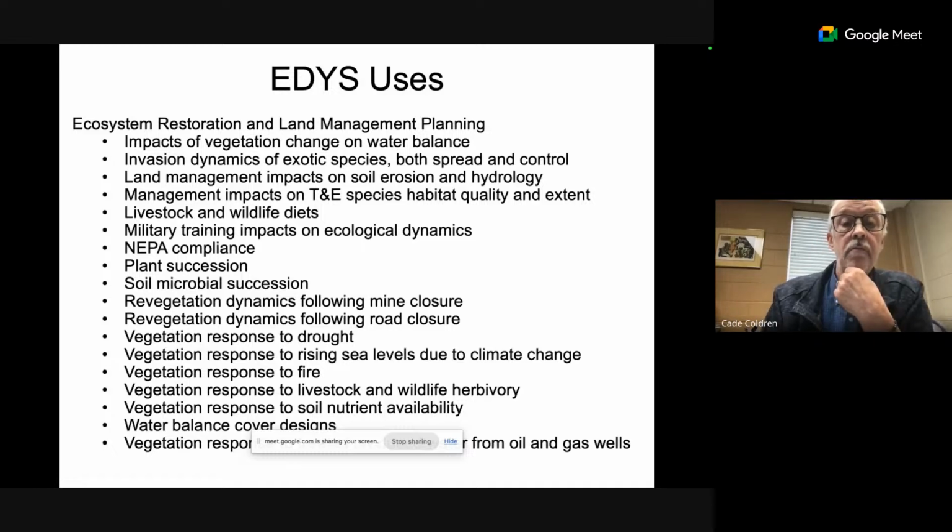T&E species, vegetation dynamics in response to all types of different things: military training, drought, climate change, fire, herbivory. We're even now, the very bottom one, we started a project where we're looking at application of treated produced water from oil and gas wells into native rangeland to see if we can affect some restoration. So a whole slew of different uses.